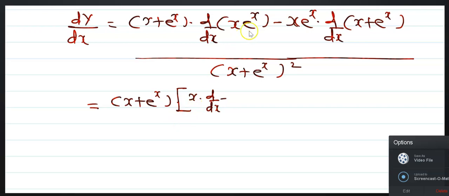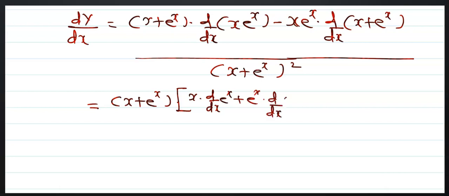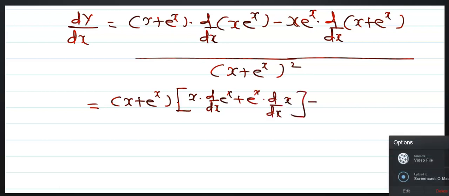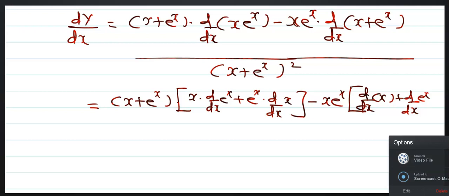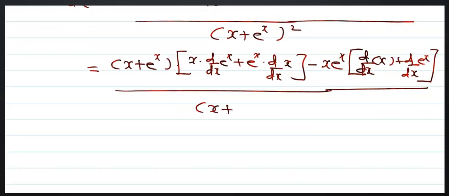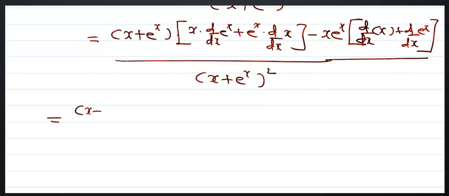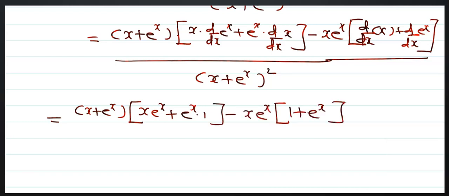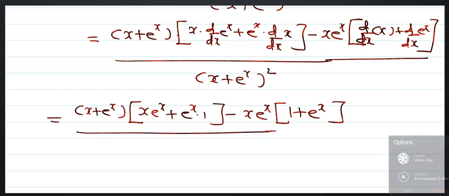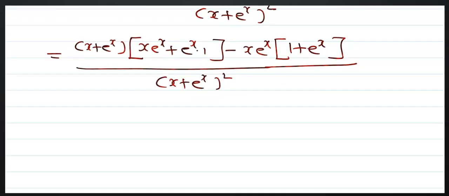Keep the x as it is and derivative of e raised to x is e raised to x. Now next is plus e raised to x into d/dx of x, minus x into e raised to x, d/dx of x plus e raised to x. Derivative of x is 1 and derivative of e raised to x is e raised to x, upon x plus e raised to x bracket square. x plus e raised to x, that is x into e raised to x plus e raised to x. Derivative of x is 1, minus x into e raised to x, 1 plus e raised to x, upon x plus e raised to x bracket square.